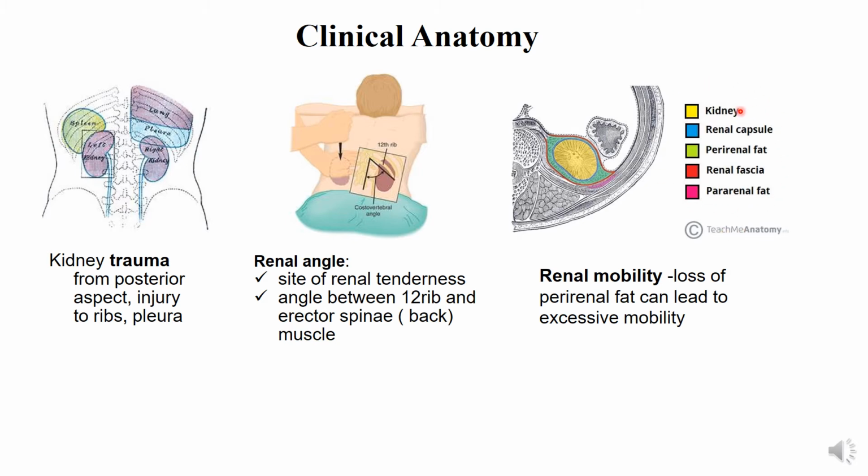As I mentioned earlier, the renal capsule, the perirenal fat, renal fascia, and pararenal fat are very important to keep the kidney in its place. If loss of the perirenal fat happens, this can lead to excessive mobility of the kidney, and this affects the blood supply to the kidney. We will not go into detail about this, but make sure that you know that a loss of the perirenal fat affects the mobility of the kidney in the abdominal cavity.